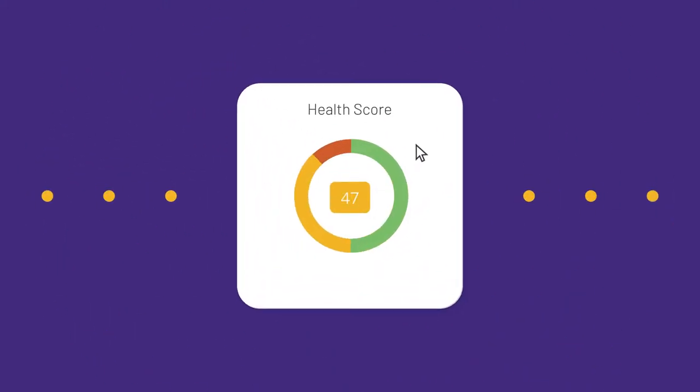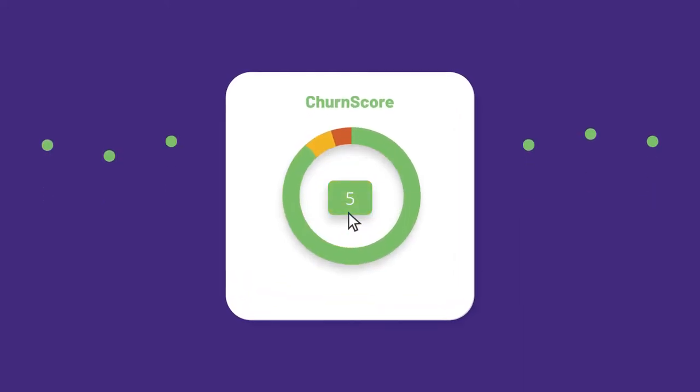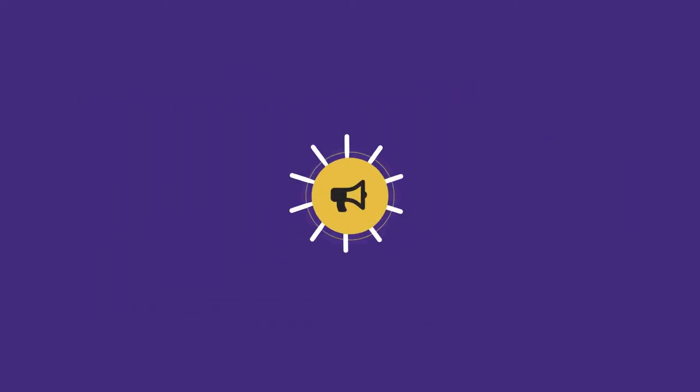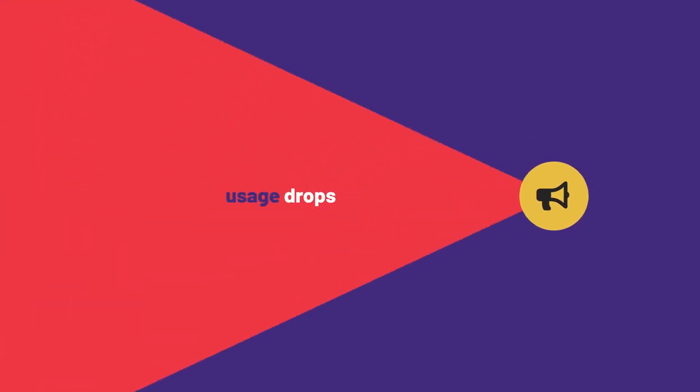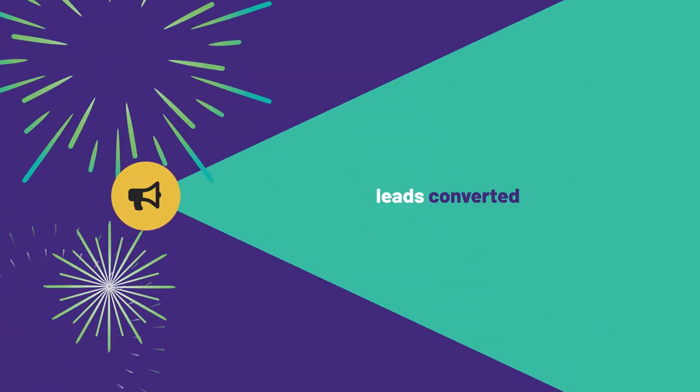That information gets translated into real-time health scores that automatically update as your customer changes and works with you, or doesn't. Get alerted the moment a significant event happens, from usage drops to milestone celebrations.